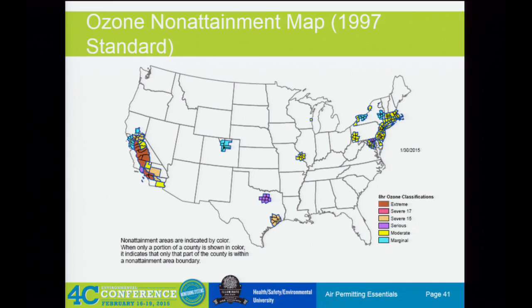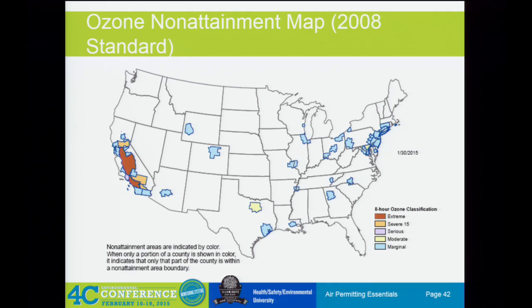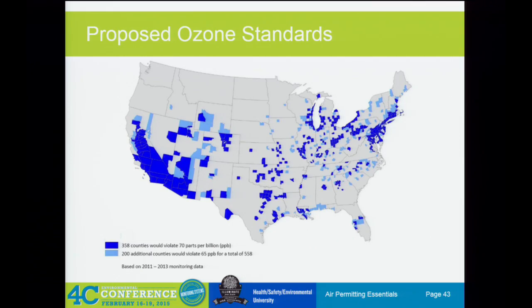Got another map here for the 1997 ozone standards. So these are the areas that are not meeting the .08 standard. And the color designates what level they are labeled as. Second map is the 2008 standard, so it highlights the counties that are not meeting the 2008 .075 standard. And then, as we were talking about on the side, this map shows the proposed ozone standards for the .07 and .065. So .07 would be the darker blue, and .065 would be the light blue.